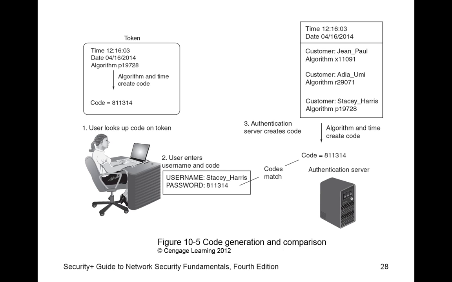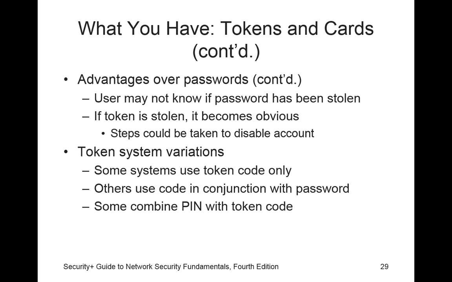So basically what happens, the token comes up, gives you a code like 811314. The user types in their name and 811314, sends it over here, validates through the authentication server, sends it back that yes, that's who they are. They're authenticated. And if it's not who they are, you don't get authenticated. We just talked about that, the advantages over the passwords.